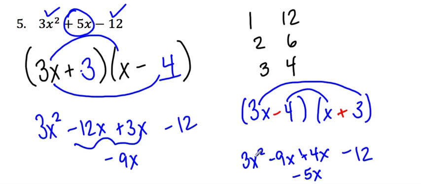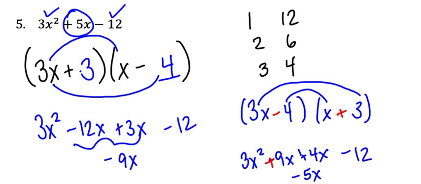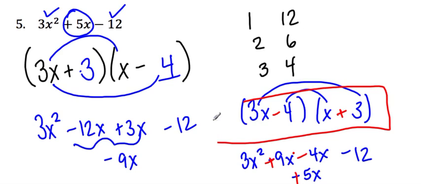Well, 3x times x would still be this. Negative 4 times 3 would still be negative 12. 3x times positive 3 would be positive 9x. And then negative 4 times an x would be negative 4x. So 9x minus 4x would be positive 5x, which is what I need. So number 5 factors to 3x minus 4 times x plus 3. And that would be your answer.